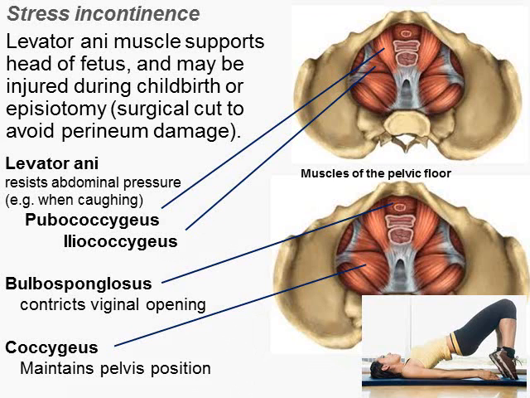The bulbospongiosus is the one that constricts the vaginal opening. It does this to prevent urine flow. It also does it during sexual arousal.